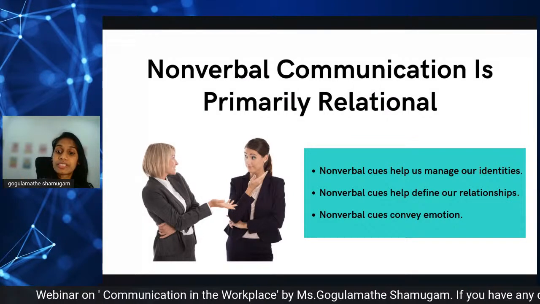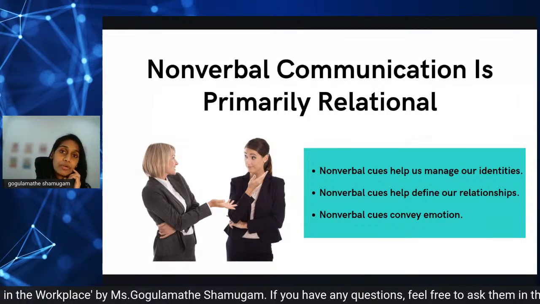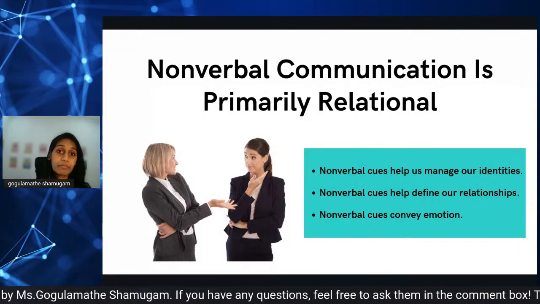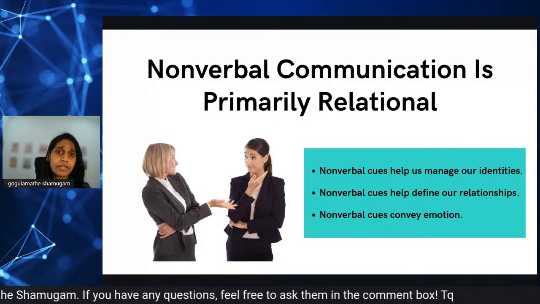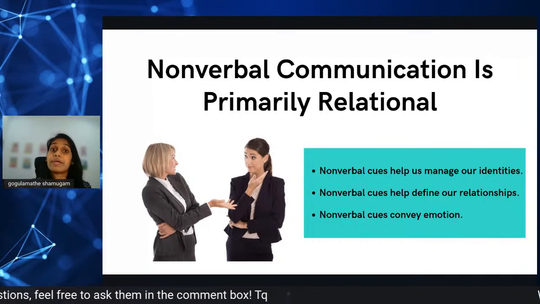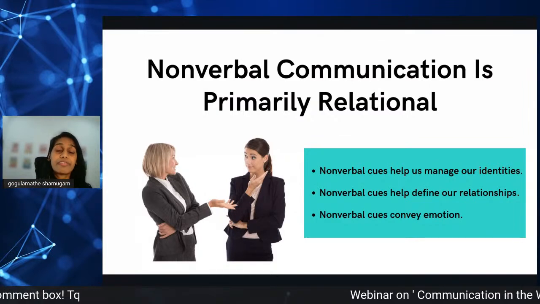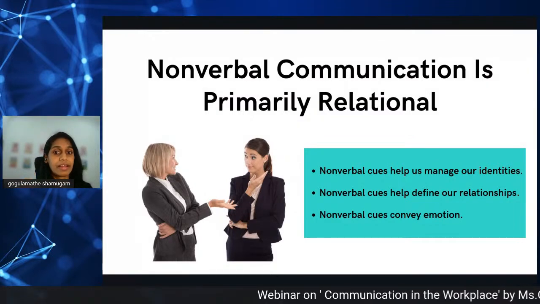And non-verbal cues can also convey your emotion. This is another part that I would like to highlight. When you communicate, you can use your non-verbal cues. When people are expressing something, when people are sharing something, try to be attentive. Attentive as in listen, right?